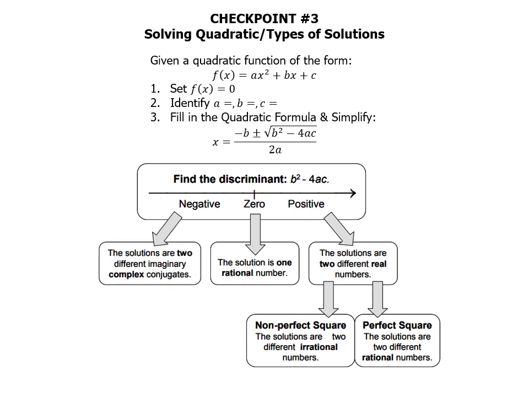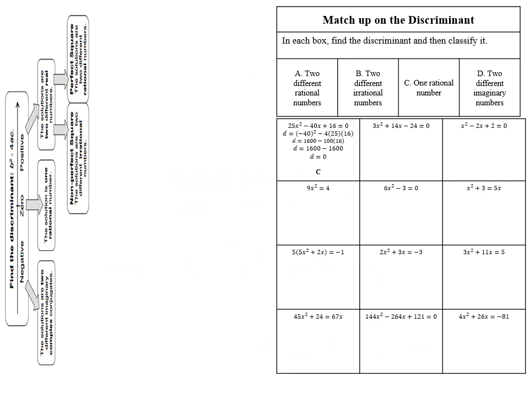And it could be negative. That means we have 2 different imaginary or complex conjugates. We have 2 complex solutions. Now, what does that look like? I just turned that graphic sideways.